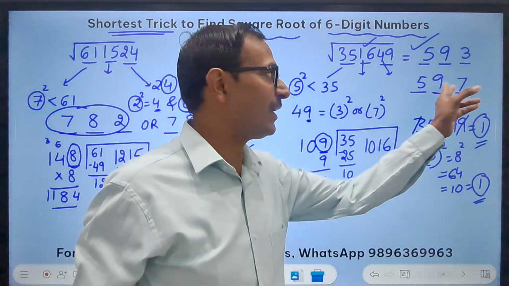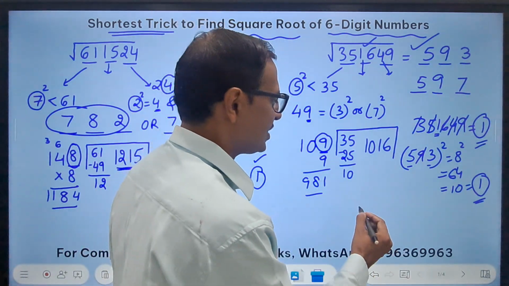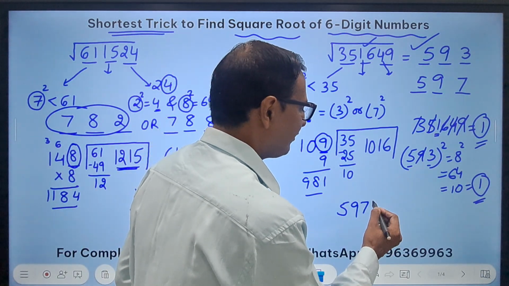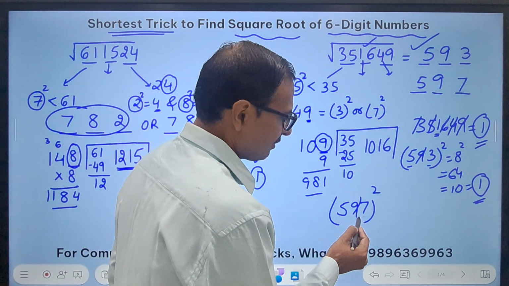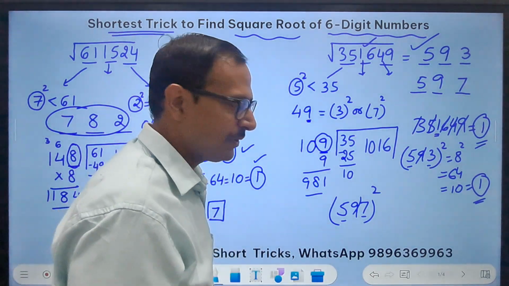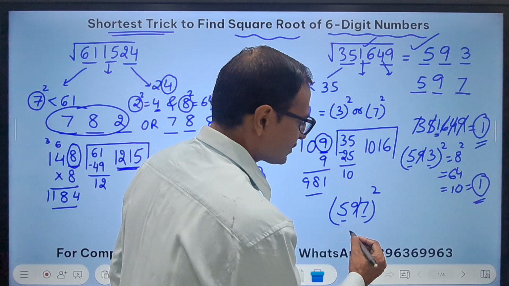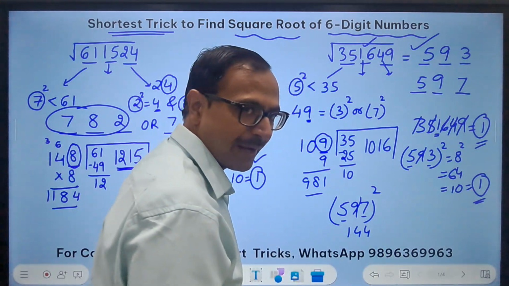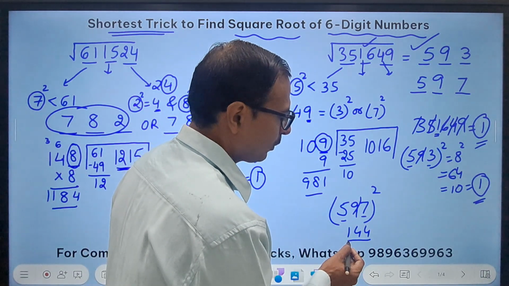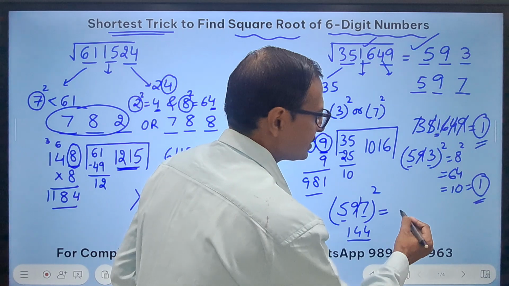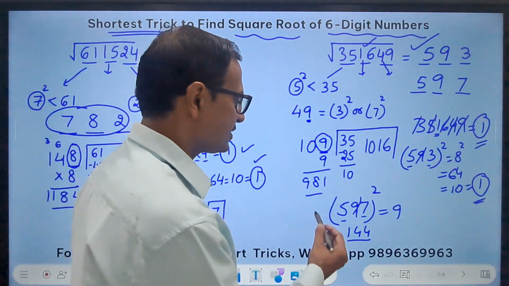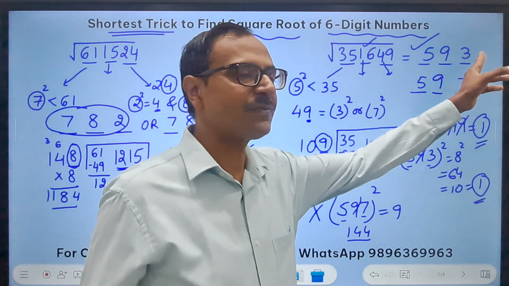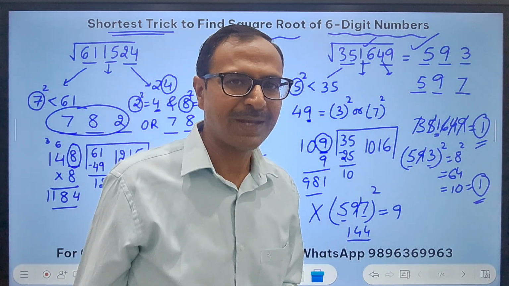But let's check whether 597 is getting rejected or not. For 597, I have to reject the 9. 7 plus 5 is 12. 12 square is 144, right? And what is the single digit? 4 plus 4 plus 1, this is 9. It's giving me a different single digit, therefore this is rejected, and the answer is 593.